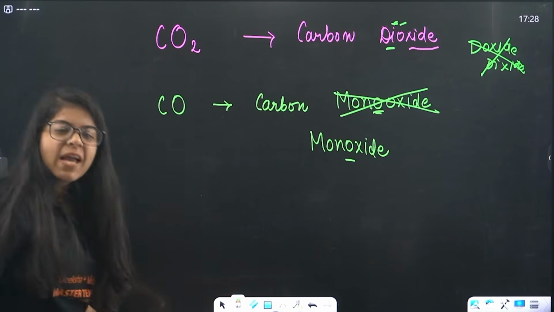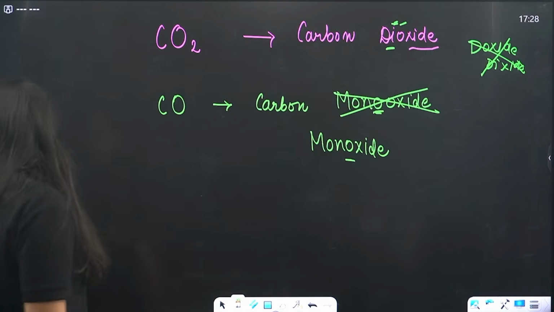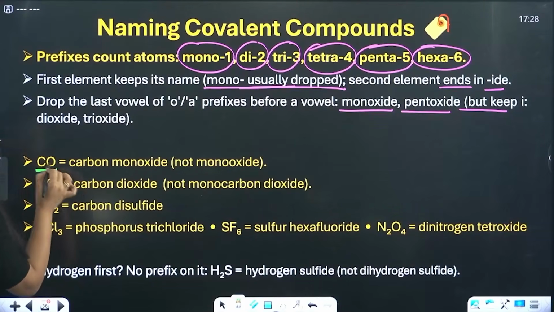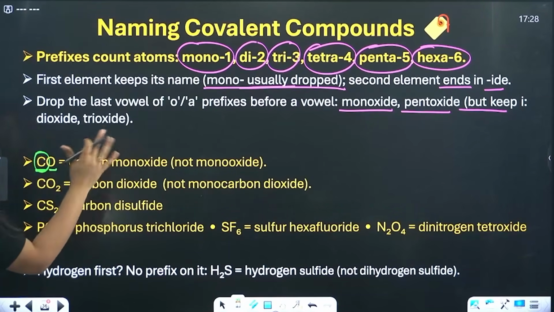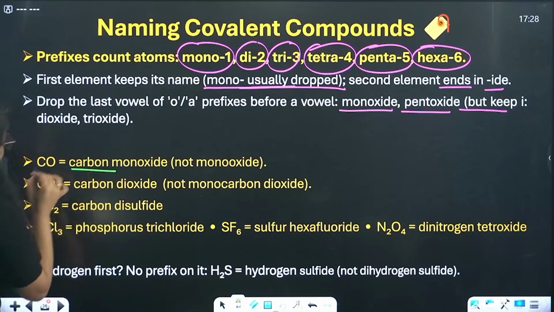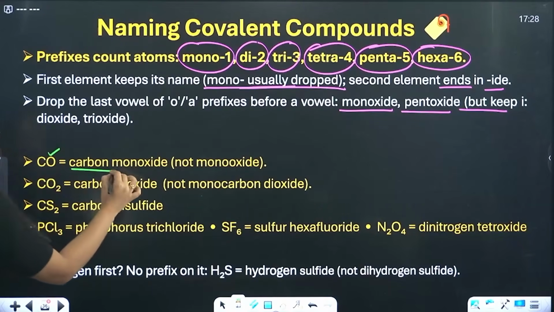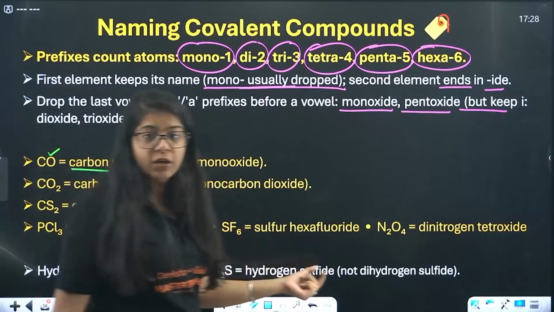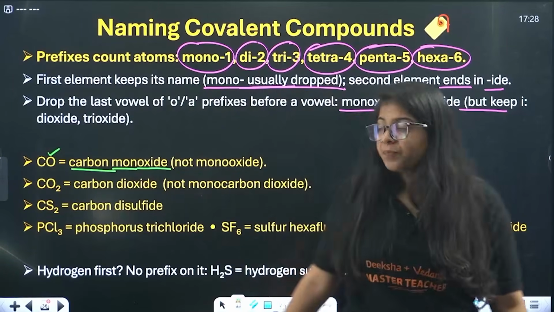Okay, understood? Let's look at some examples. Don't worry. So single carbon, single oxygen, but the first name will not get mono. So we write simple carbon. Second one is single. So we write monoxide, monoxide, not monooxide. Right? That's what I said.